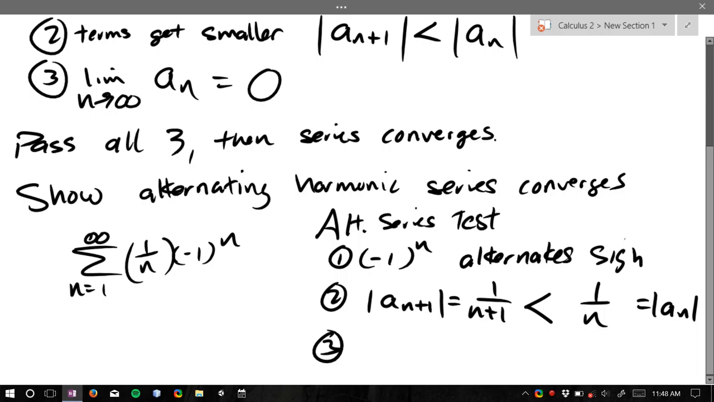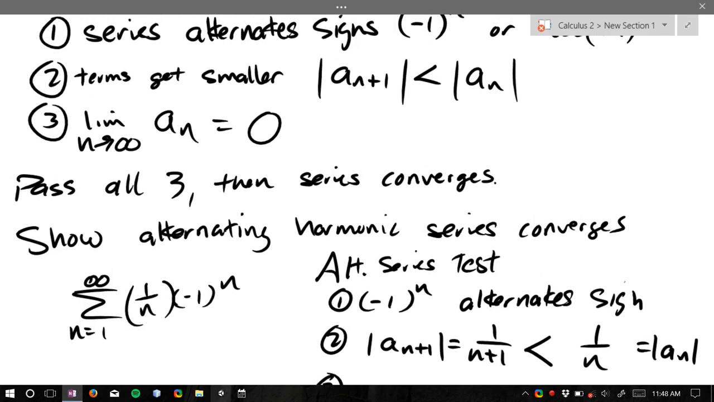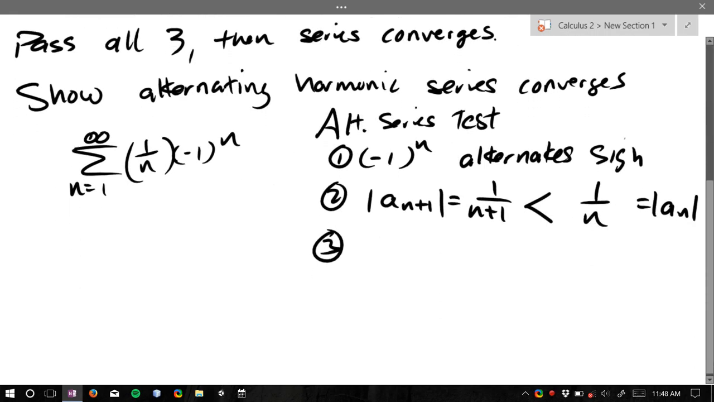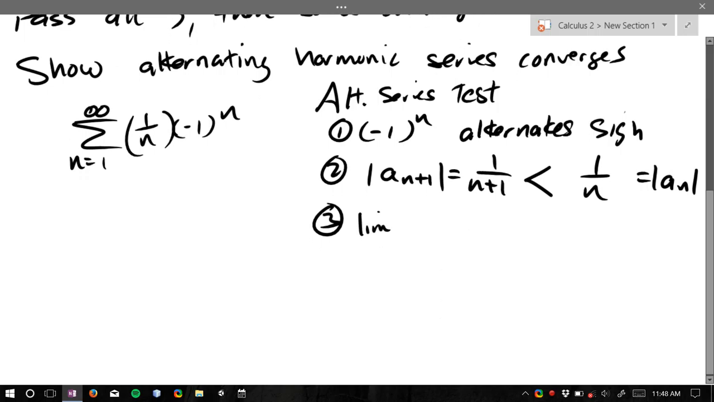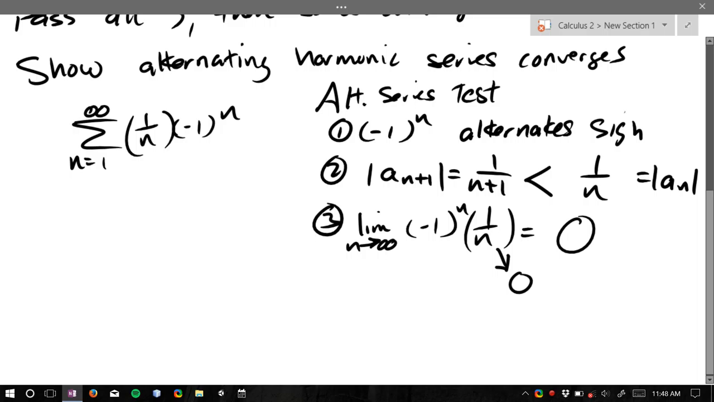All right, step 3, a very easy limit. And you could take the absolute value of the limit if you want to. So the limit as n approaches infinity of negative 1 to the n times 1 over n equals, so we know 1 over infinity is going to be 0. The negative 1 to the nth power doesn't change that, it's going to be 0. The reason it goes to 0 is because the 1 over n approaches 0. All right, so we pass the alternating series test, so we converge by the alternating series test.